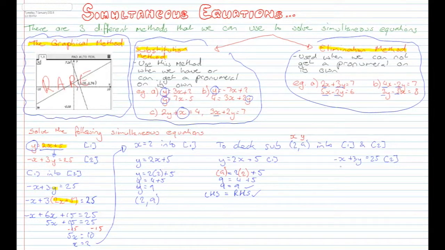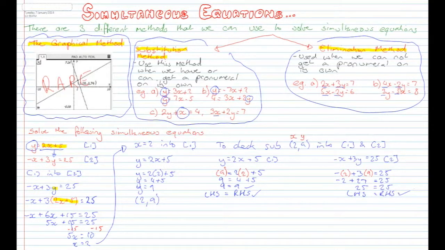Right, the next part. Substituting in x being 2, so you get negative 2 plus 3, y being 9, is equal to 25. So you get negative 2 plus 27 is equal to 25. Negative 2 plus 27 is 25, so 25 equals 25. Therefore, left hand side equals right hand side.